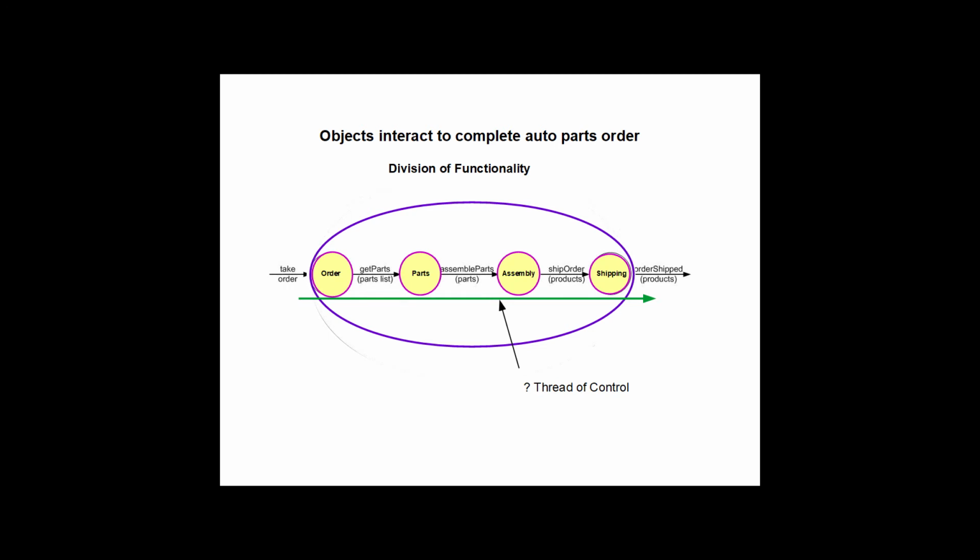Here we see 4 objects interacting to complete an order for auto parts. We see the 4 objects one at a time carrying out their responsibilities or their functionality assigned to them. It looks like there may be a thread of control here.